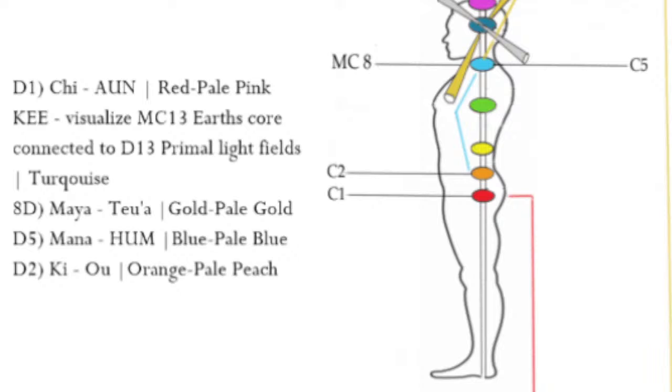and the color here would be turquoise. Okay, and then moving into dimension 8 or consciousness band 8, which is Maya, and its higher aspect tone is Tua, and so we have gold and pale gold.